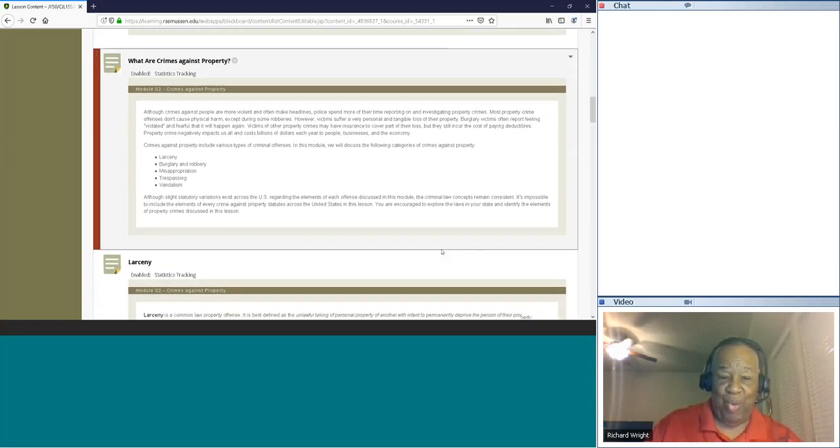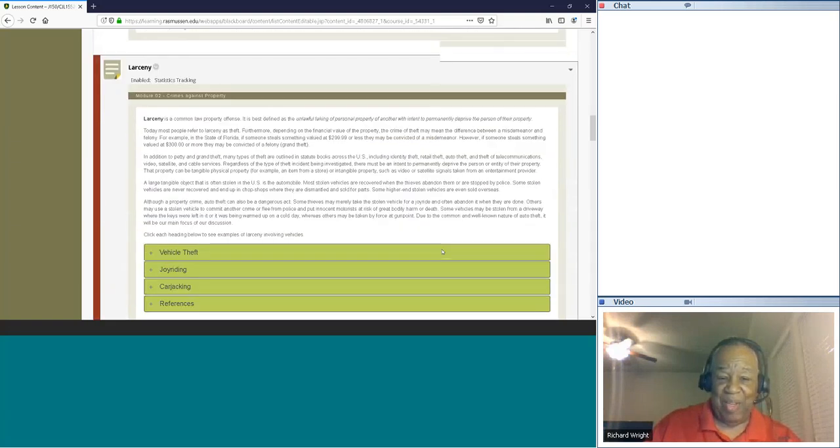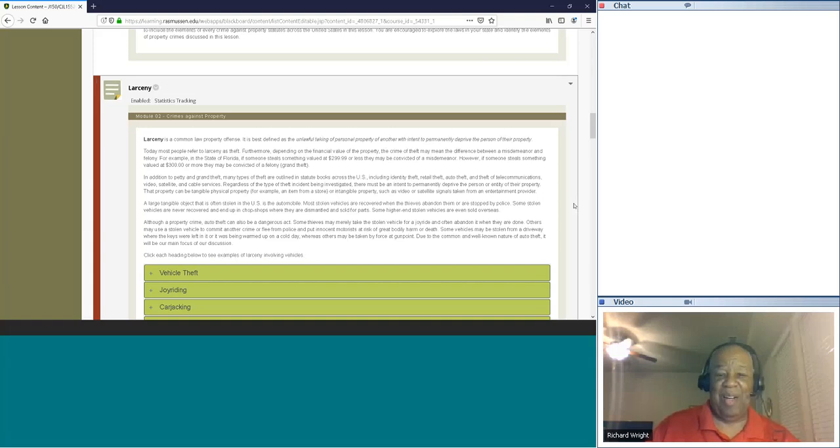So now let's go into the variations more in detail. All right. Now, as I said, larceny was the unlawful taking of personal property of another with the intent to permanently deprive them of that property. And as I said, today it's known as theft. And then the value of the property determines whether it's a misdemeanor or a felony.